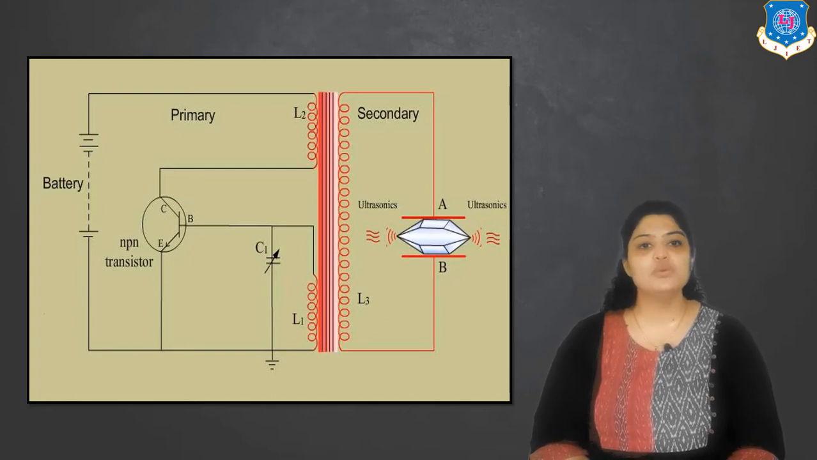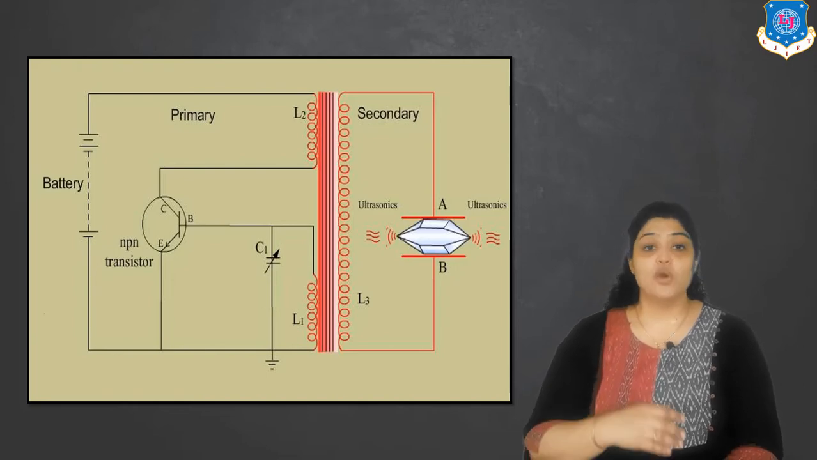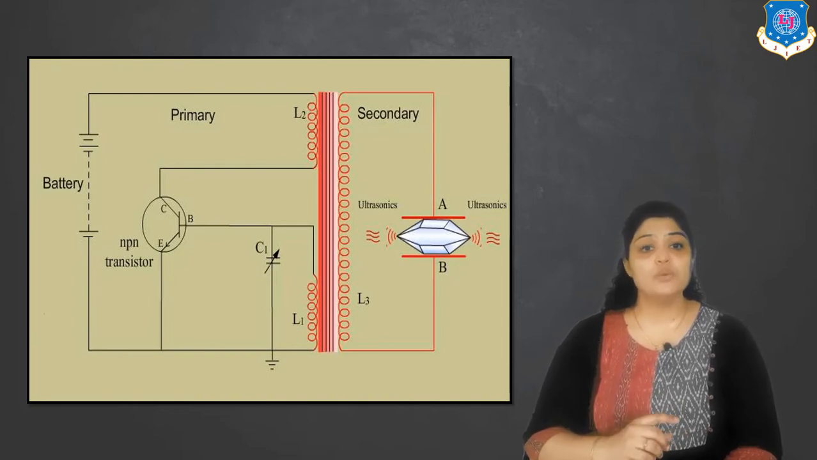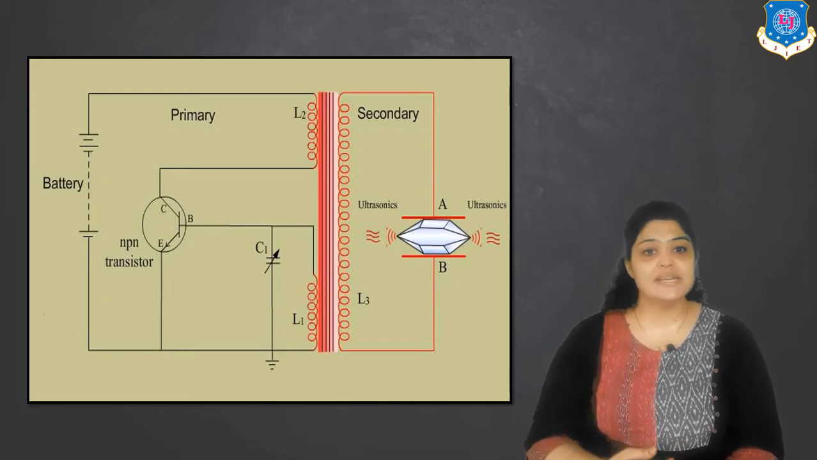Now coming to the working part. First I'll explain the working with the help of this diagram, and then point-wise we'll understand how a piezoelectric oscillator works. Before starting the working, we know that the crystal should have the effect of alternating electric charge. Only then will it vibrate. Where is the crystal connected? The crystal is at the output end.